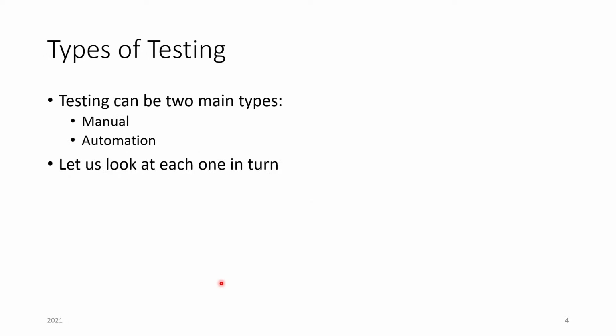There are 2 types of testing that can be done in any process. It doesn't need to be in engineering, it can be in any other field as required. These 2 types of testing are manual testing and automation testing. I'm going to look at each one of these in turn here.